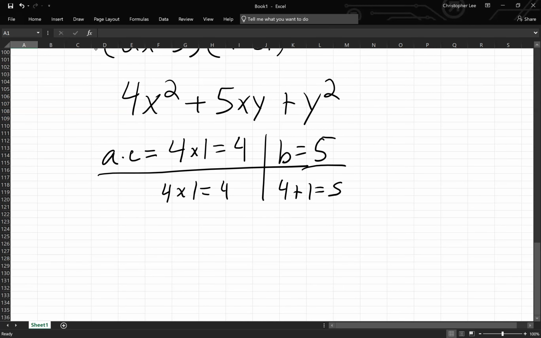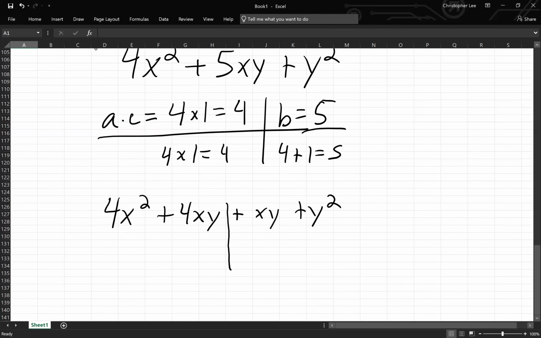So you already know what I'm going to do. I have 4x squared up here, but instead of writing the 5xy, I'm going to have plus 4xy plus xy plus y squared, just like that. And then I want to group these together, so I have a left-hand group and a right-hand group. On my left-hand group, that's the 4x squared plus 4xy. What's the greatest common factor there? 4x, right? So I'm going to factor out the 4x. So what does that leave behind?